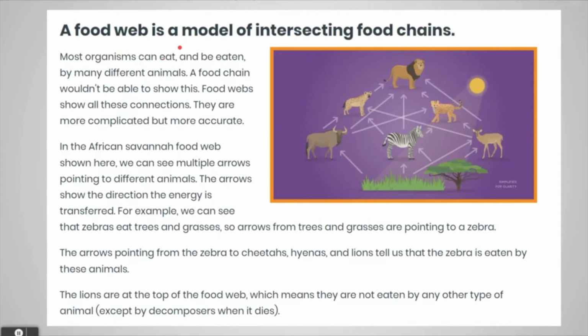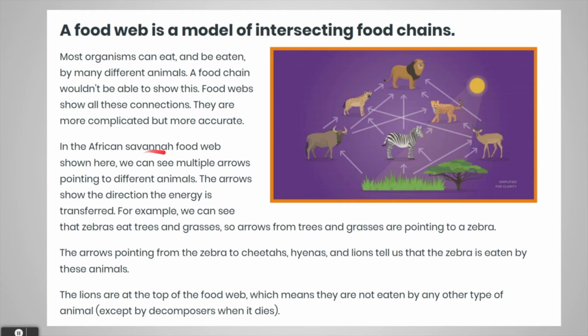Now, a food web is a model of intersecting food chains. Since more than one organism can be eaten, we need to look at food webs. Most organisms can eat and be eaten by many different animals. A food chain won't be able to show this. It just goes straight up. Food webs show all these connections. They are more complicated, but much more accurate.